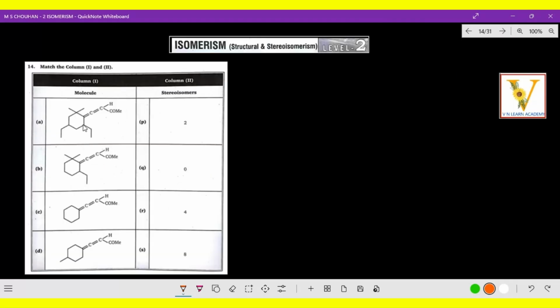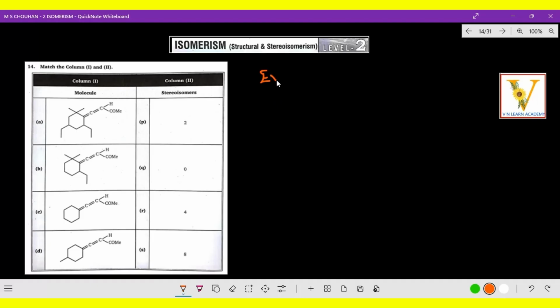The next question, as we observe this compound, column 1 and 2, this is a molecule and this is stereoisomers. Unlike the last question on stereo centers, this is about stereoisomers. So how many stereoisomers are possible in this molecule, in this compound? As we observe here, we are seeing an even cumulene. An even cumulene does not show GI. That is a very important point to be noted.